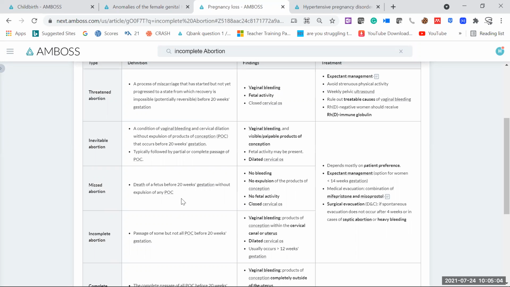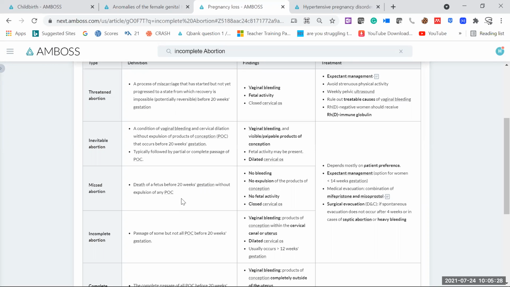In other words, this 9 weeks pregnancy, 10 weeks pregnancy is there, but with no fetal heart. So it means that the fetus is already dead without any expulsion of product of conception, or sometimes you will see no bleeding at all, no expulsion at all, but of course the fetal heart will not be there, and there's a closed cervix.